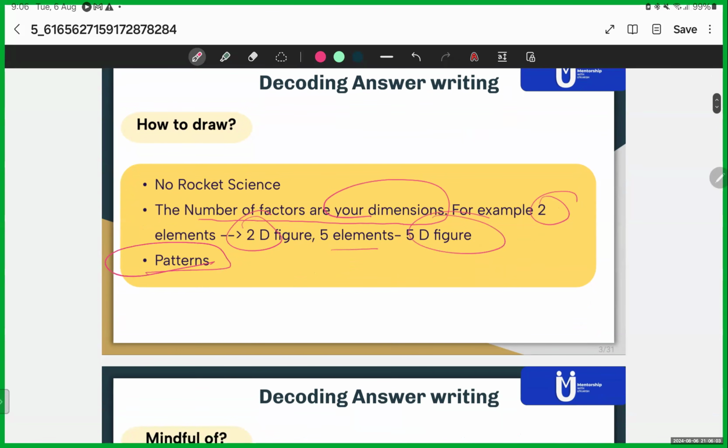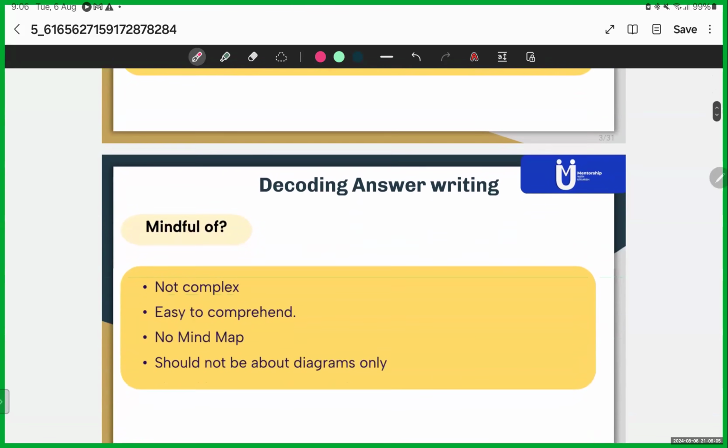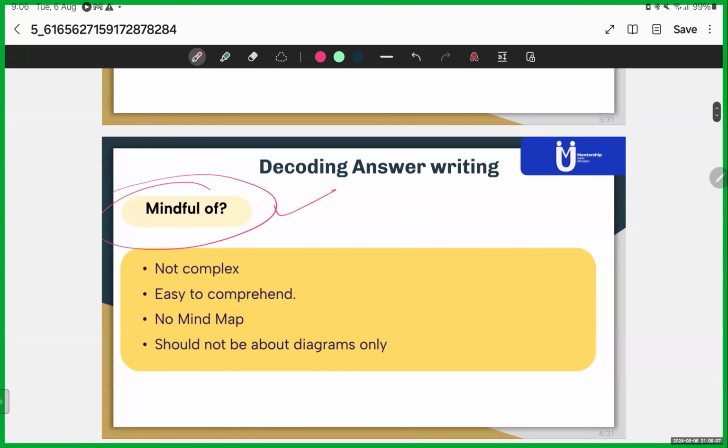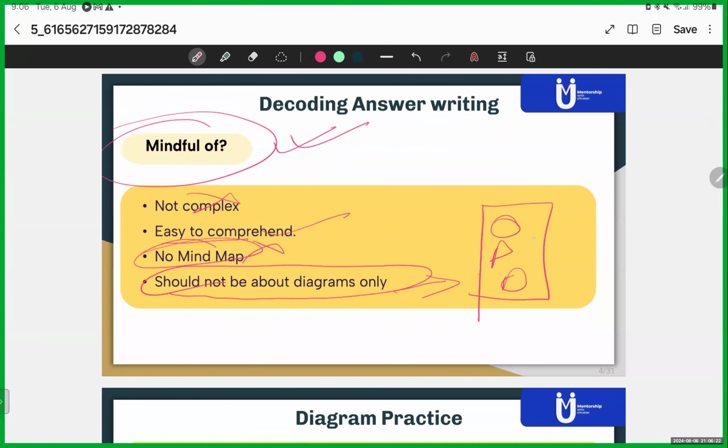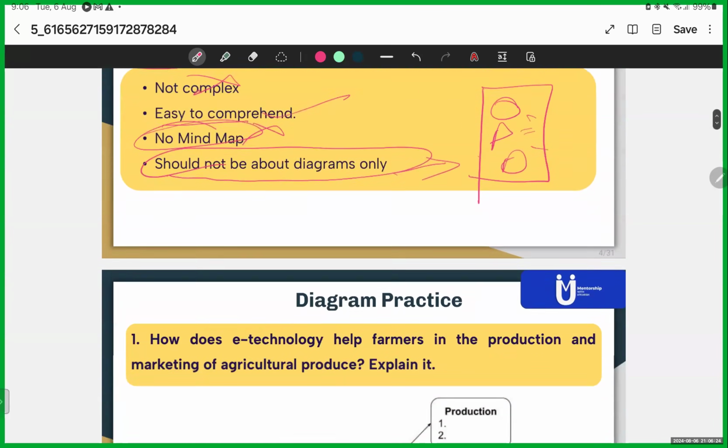Okay, and different patterns. So let's say what we have to avoid while making the diagram: it should not be that complex, easy to comprehend. I do not recommend mind maps. Okay, mind maps should not be there. It should not be about diagrams only. Means in a question, it should not be like that the page shows four diagrams one after another. It should not be there.